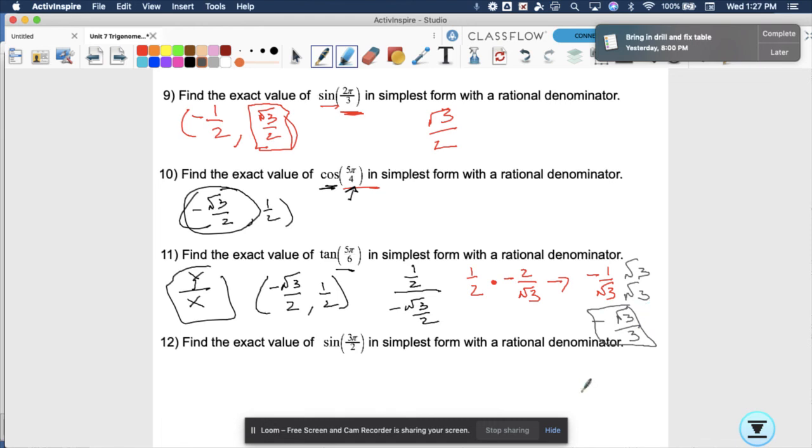The tangents involve a little bit more work. And the final problem here is this one. Again, we'll go to 3 pi over 2. That's these coordinates. And it wants the sine, which is the y value. Final answer here is -1. There you go. Good luck.